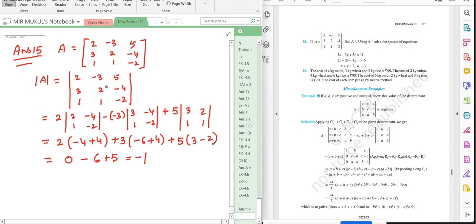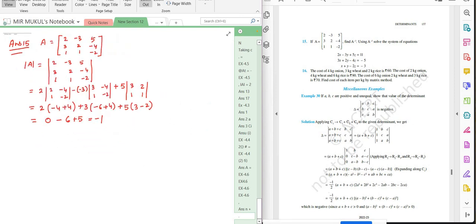2 into... here, if we cross multiply, then minus 4 plus 4, that means 0. Okay, correct. Minus 3 into minus 6 plus 4, so minus 2. Here, minus of minus 3 will be plus 3, or minus 2, so minus 6. Okay, correct. 3 into 2, 3 minus 2 is 1, so 5. So minus 6 plus 5, that is minus 1.